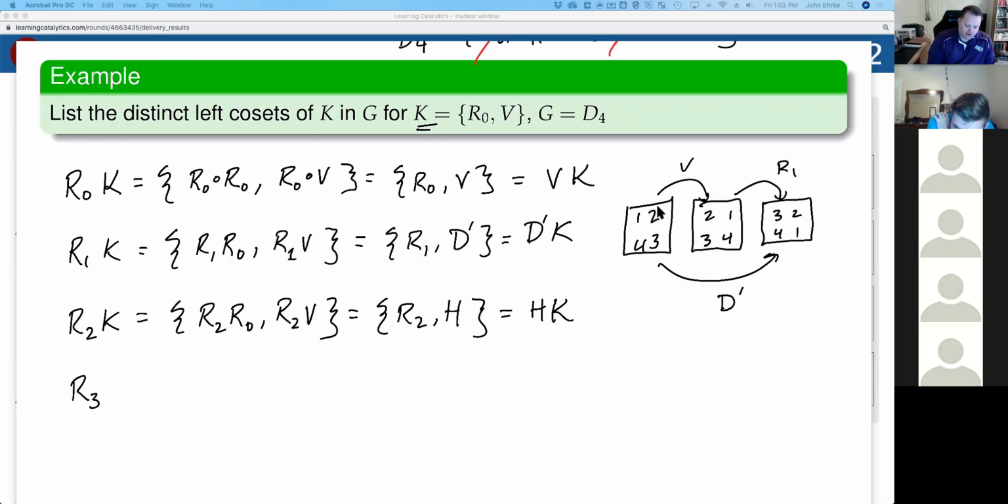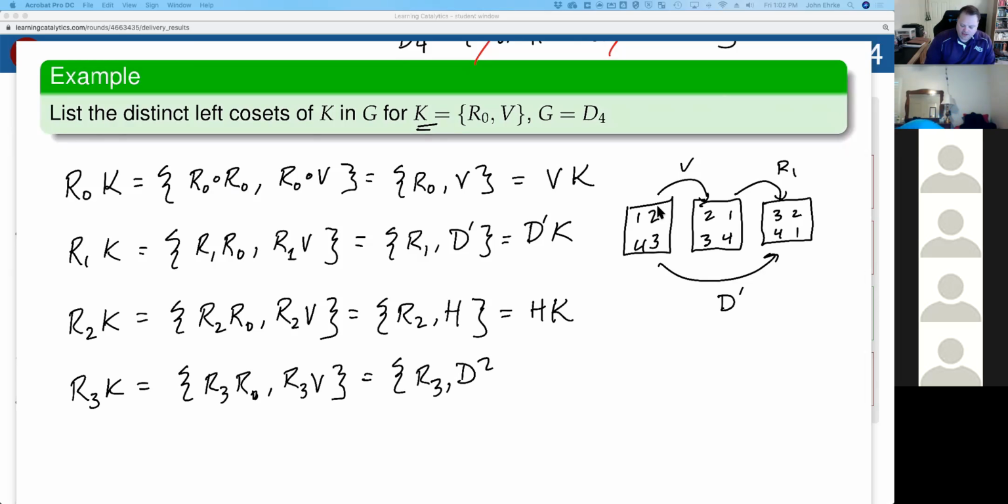And then finally, R3K would be R3 R naught, R3V, which would be the same thing as R3. And then this will be D, the diagonal. So it's the same thing as DK.